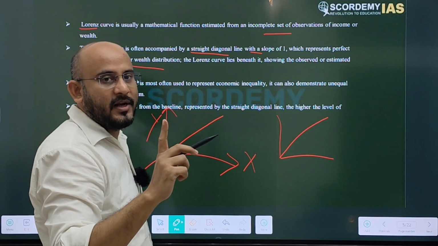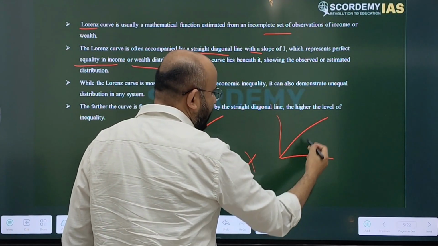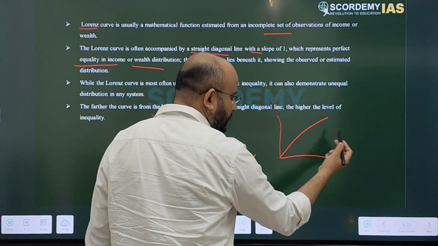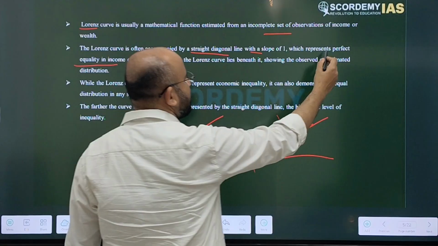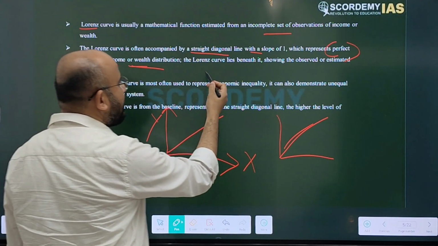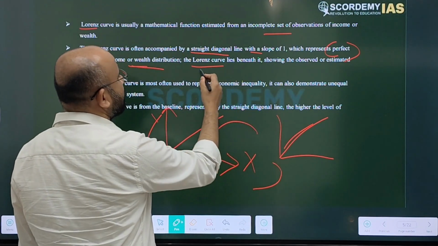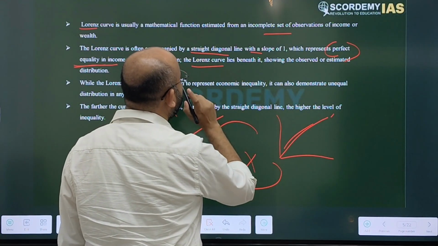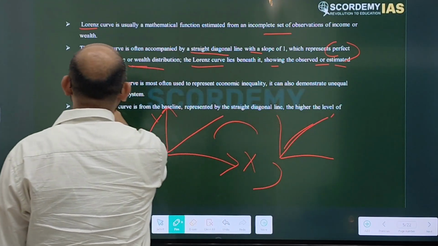Always remember we are speaking about income or wealth inequality. Perfect equality means that as income increases, wealth increases equally. A slope of 1 means perfect equality in income distribution. The Lorentz curve lies beneath the straight diagonal line, showing the observed or estimated distribution.